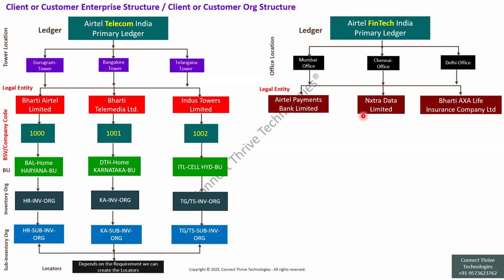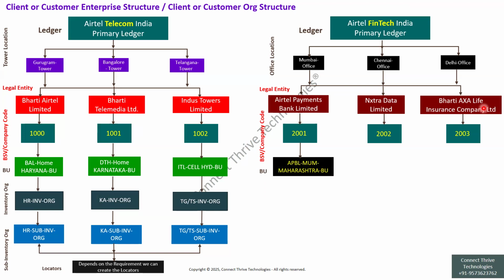So if you see here, we have office locations, these three locations. Each location has a different kind of business related entity: Airtel Payments Bank, Nextra Data Limited for IT related service, and this one for insurance service. So the remaining things come as usual. We can create company codes to record the transactions: 2000 for Airtel Payments Bank, 2002 for Nextra Data Limited, 2003 for Bharti AXA. The same way we can create the business units: APBL Maharashtra BU, then TN Tamil Nadu BU, and AXA NCR Delhi BU.